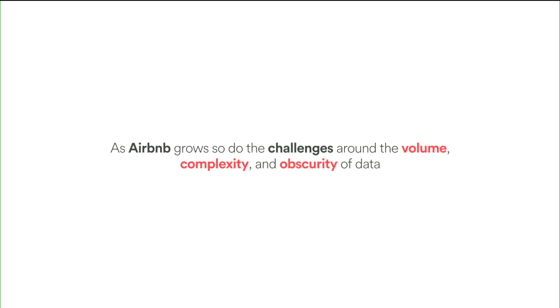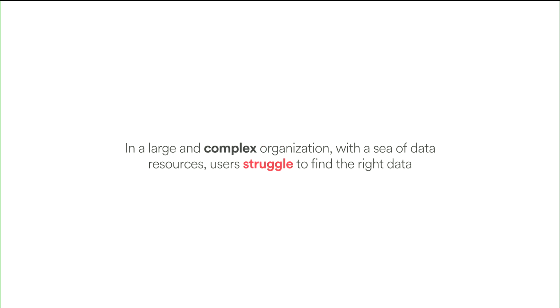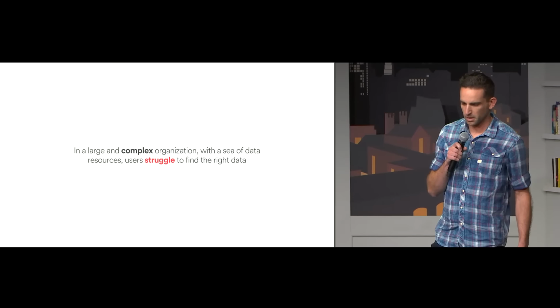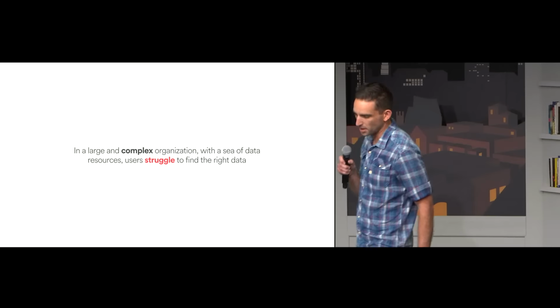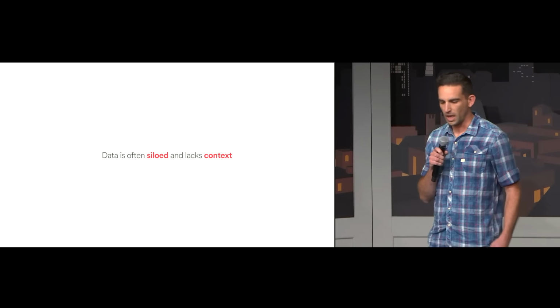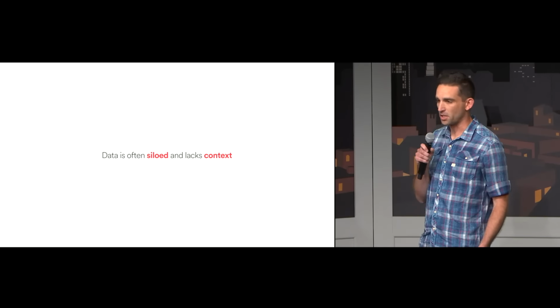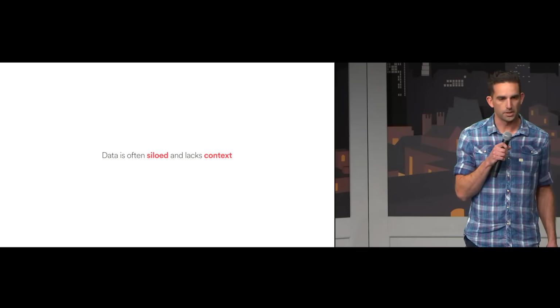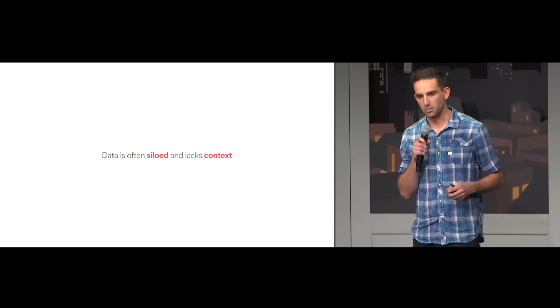As Airbnb grows, so do the challenges around the volume, the complexity and obscurity of data. And tribal knowledge really only reaches so far. In a large, complex organization with a sea of data, users often struggle to find the right data. Data is often siloed or lacks context. So that could be a table without a description, or it could be an isolated data resource. And often data without context is meaningless.